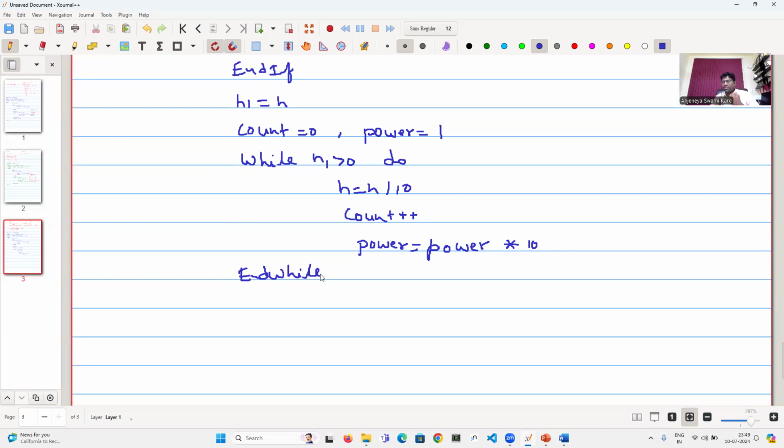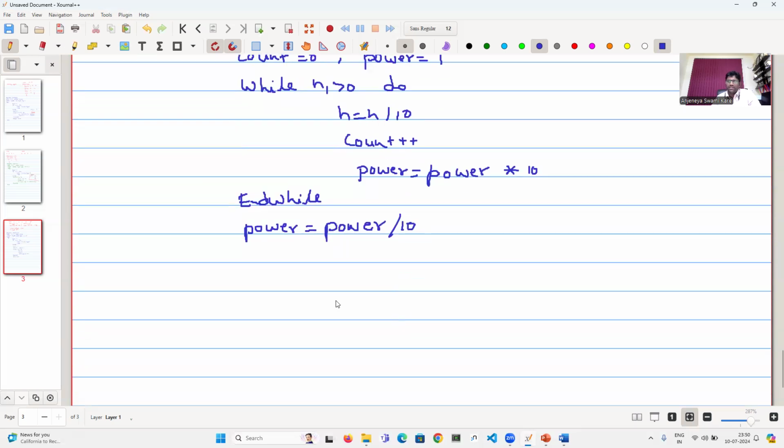We need to compute the number of digits as well as 10 to the d minus 1. The number of digits will be carried in the variable count. And when we say power equal to power star 10, by the time this loop completes, the power will have 10 to the d. So we need 10 to the d minus 1, right? Power equal to power by 10.